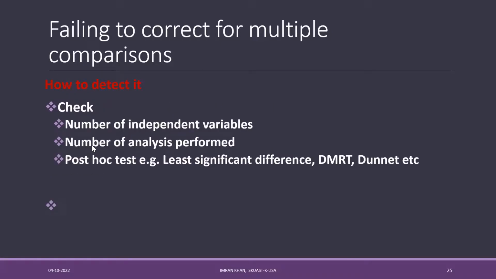Now, how to detect it? A researcher who fails to correct for multiple comparisons can be detected by addressing the number of independent variables a researcher measures or studies, and the number of analyses performed, and which post hoc test is used, because we have different post hoc tests for multiple comparison. We have LSD, or we call it CD, critical difference. We have Duncan's multiple range test. We have Dunnett's test. So we need to decide which test to use when.